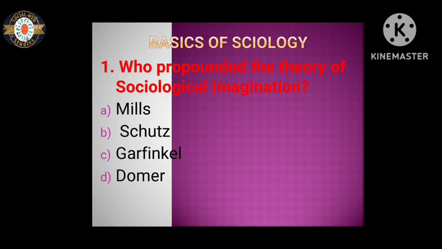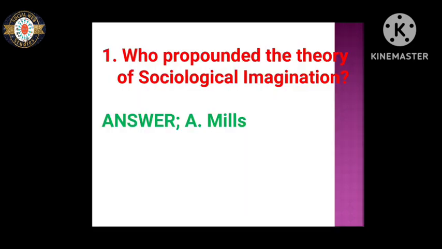First question is, who propounded the theory of sociological imagination? Option A, Mills. Option B, Stuss. Option C, Garfinkel. Option D, Doomer. The right answer of this question is option A, Mills.